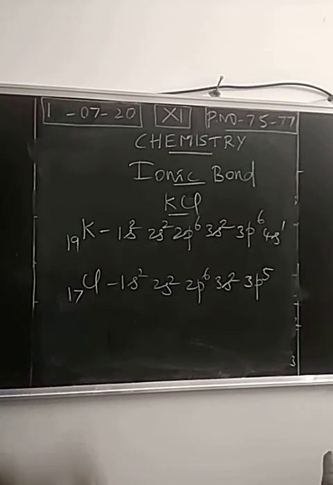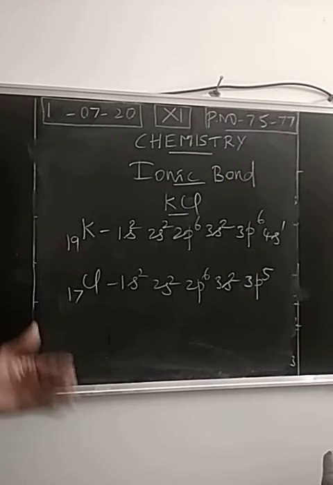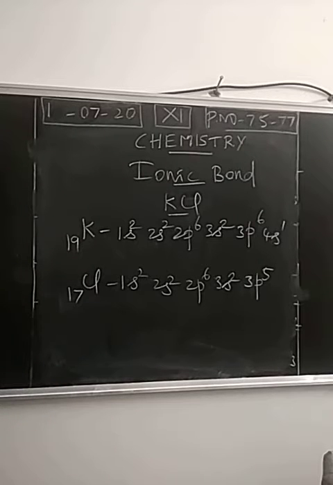Chlorine also has an incompletely filled electronic arrangement, so chlorine is also not stable. So when two atoms meet at a point and both are unstable, what will be the tendency of both atoms? Always they will try to become stable. If two unstable atoms meet, they try to achieve stability by attaining the electronic configuration of their nearest noble gas.